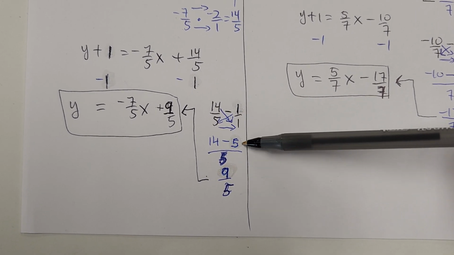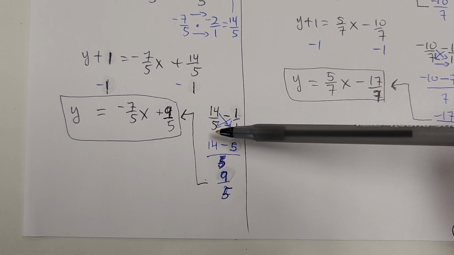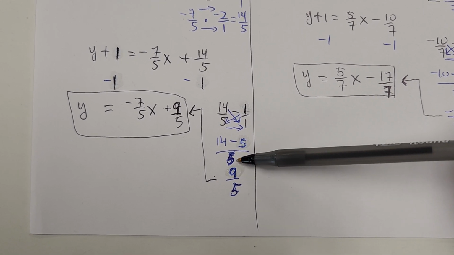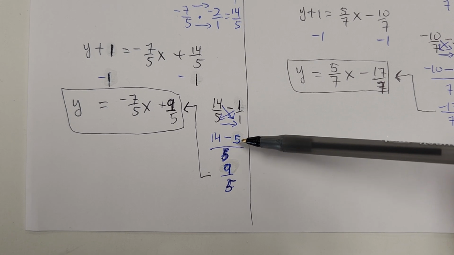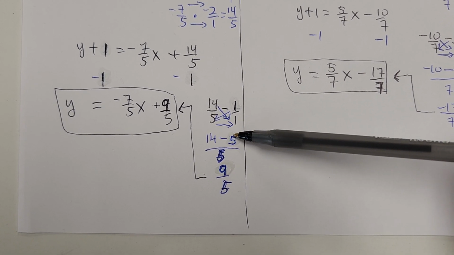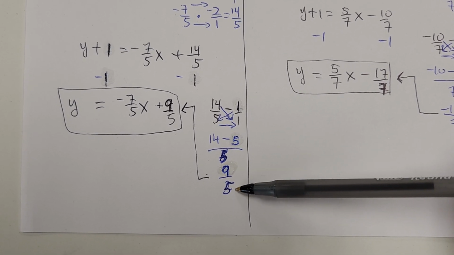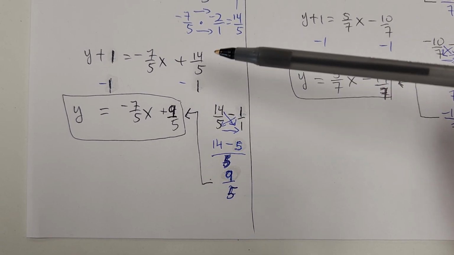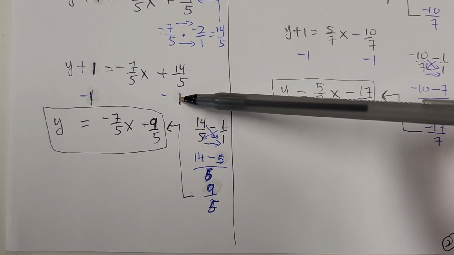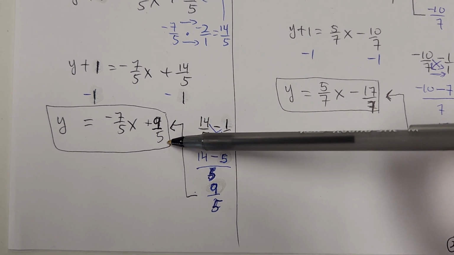1 times 5 is 5. And then multiply the bottom. 5 times 1 gives me 5. Now just add and subtract the top. So 14 subtract 5 gives me 9/5. So 9/5 will be here. So 14/5 subtract 1 is positive 9/5.